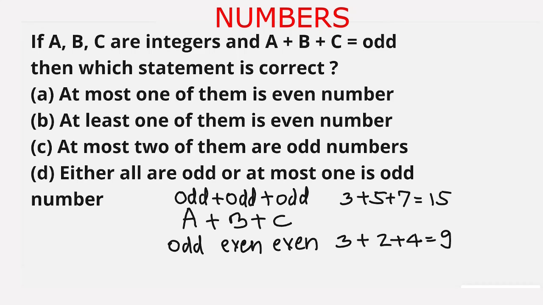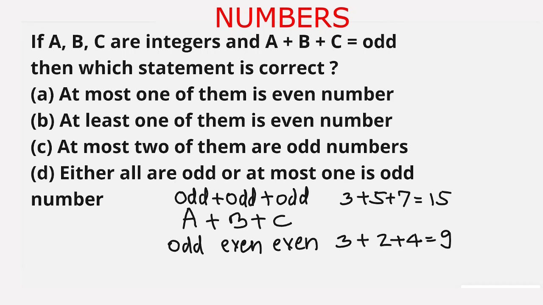Now from this observation, we verify each statement. At most one of them is an even number. At most one means there cannot be more than one even number. It means that in our solution we have two even numbers. So option A is incorrect.